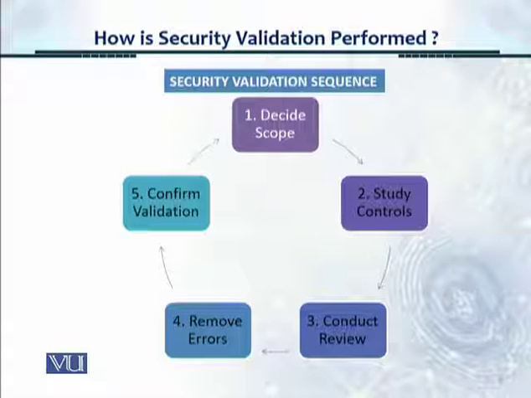Now, this is the actual 5-step security validation sequence. As you see, we have decide scope, study the controls, conduct the review, remove the errors, and confirm the validation. A very simple 5-step sequence.